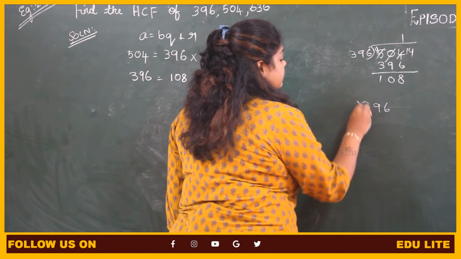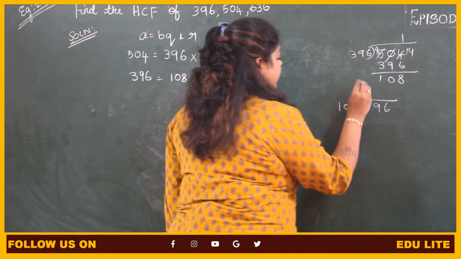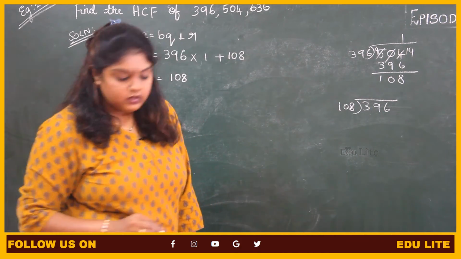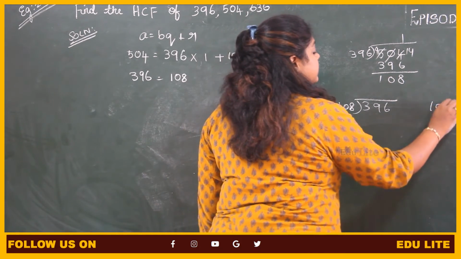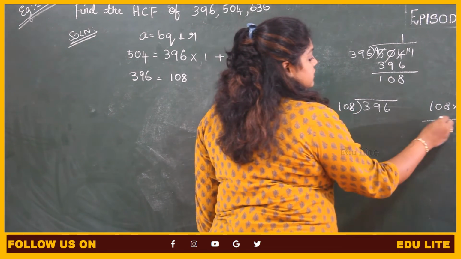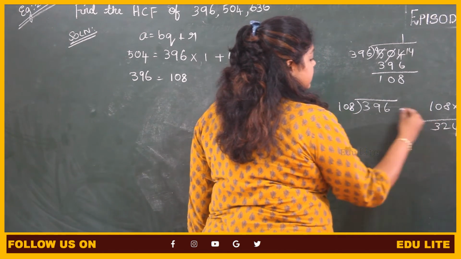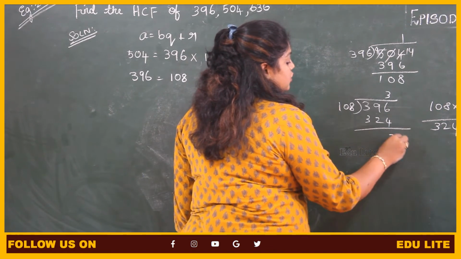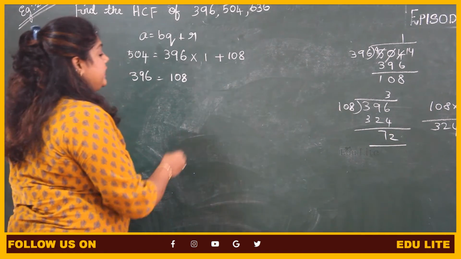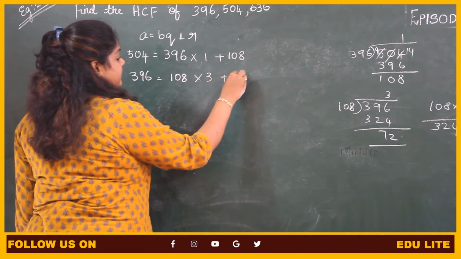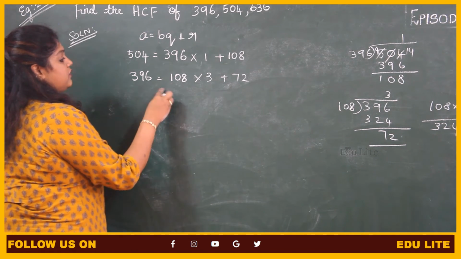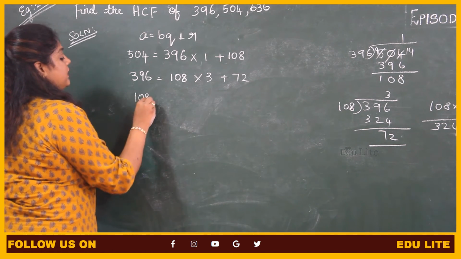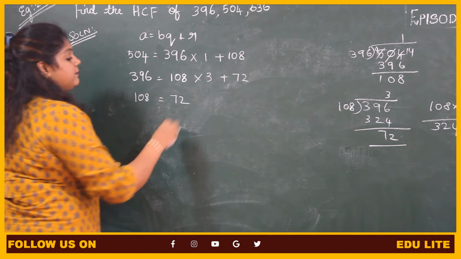396 divided by 108. I will choose 108 into 3 times. 3 times 8 is 24, 3 times 108 is 324, so the remainder is 72. So 108 into 3 plus 72. Again the remainder is not equal to 0. We have to proceed. Now 108 will become the dividend and 72 will become the divisor.